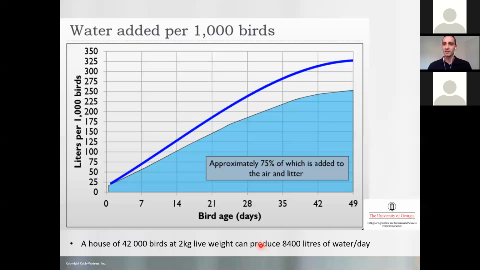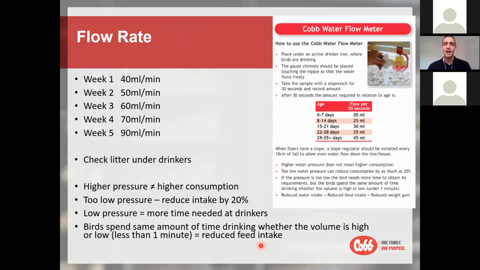We spoke about this yesterday in brooding, but making sure that you've got the correct flow rates on your drinker lines. You need to make sure that you check the litter underneath the drinker lines. You don't want any additional moisture coming from your drinker lines. The birds are already adding a lot. Make sure that there's no leaky nipples, that you don't have too high pressures that the nipples are leaking and getting into the litter, and you're making big, wet, moist patches in your houses, leading to wet litter and pododermatitis. So higher pressure does not mean higher consumption.